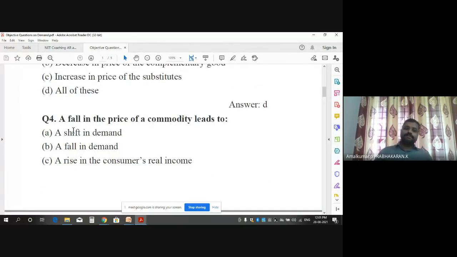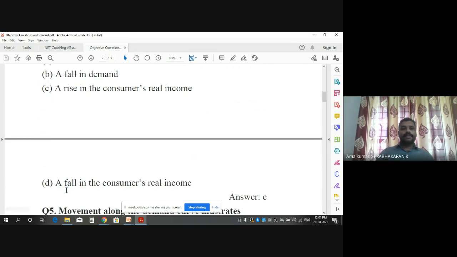Then another one, a fall in the price of a commodity. A fall in the price of a particular commodity leads to a shift in demand, a fall in demand, a rise in consumers' real income, and the last one, a fall in the consumers' real income.